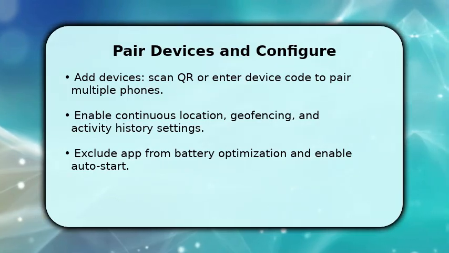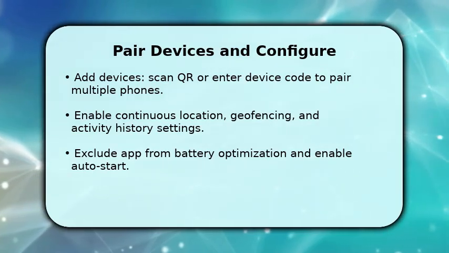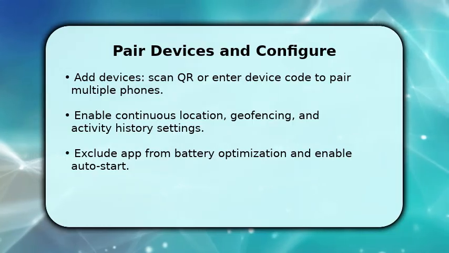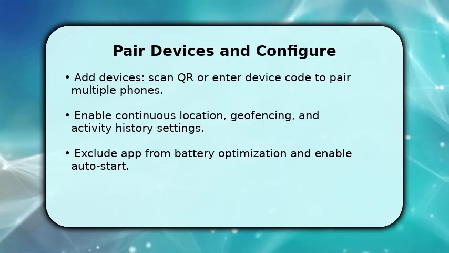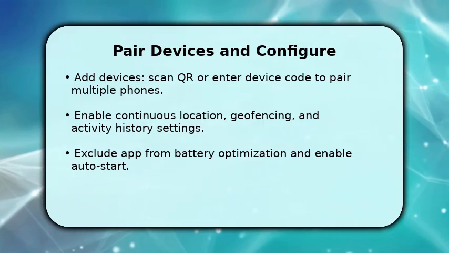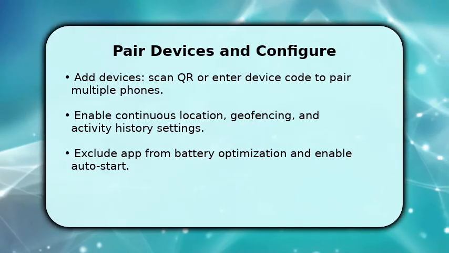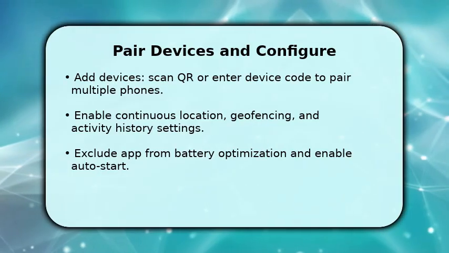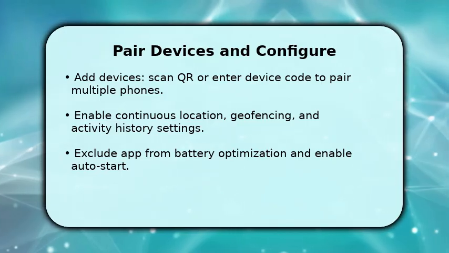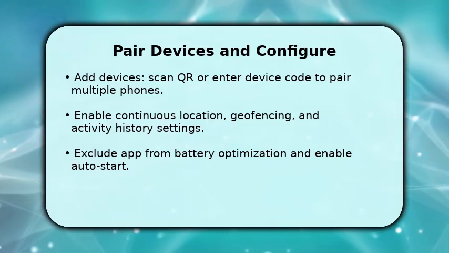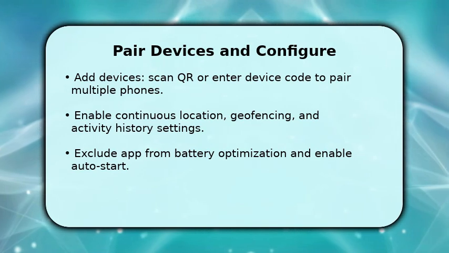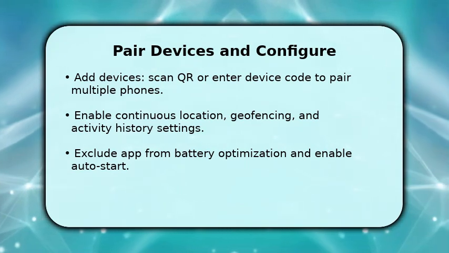Next, open Settings and enable continuous location, geofencing, and activity history to record movement and triggers. Also make sure the app is excluded from battery optimization and allowed to auto-start, otherwise background updates stop. As you adjust sampling rate, balance accuracy versus battery use, so tracking remains useful without draining the battery excessively.